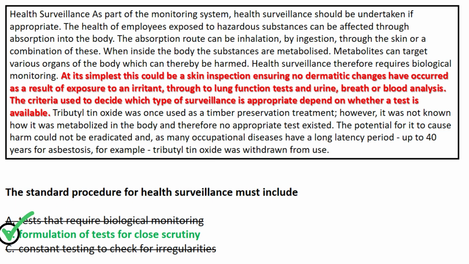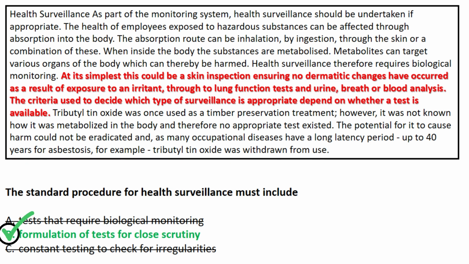According to the paragraph, the standard procedure for health surveillance must include formulation of tests for close scrutiny. Here's the revised explanation in simple English. The paragraph explains that health surveillance is necessary for employees exposed to hazardous substances. The substances can be absorbed into the body through various routes, and their metabolites can harm organs. Health surveillance involves conducting tests for close scrutiny and monitoring.